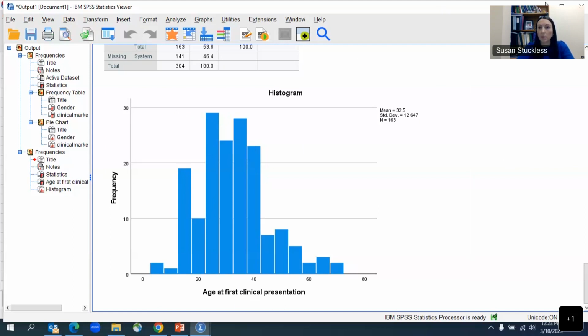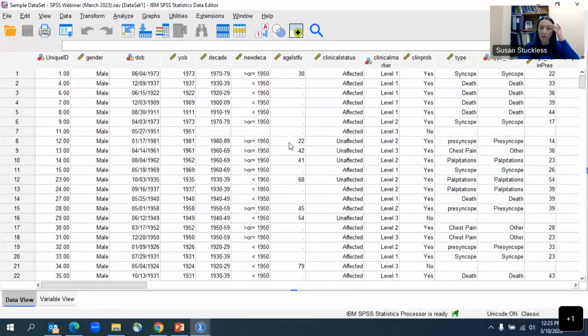Right? So I'll minimize again. So I guess one of the things when you're running some of these tests is to know if your data is normally distributed or not. And sometimes you want to know that between groups that you're looking at. So maybe you're using gender, looking at males and females.